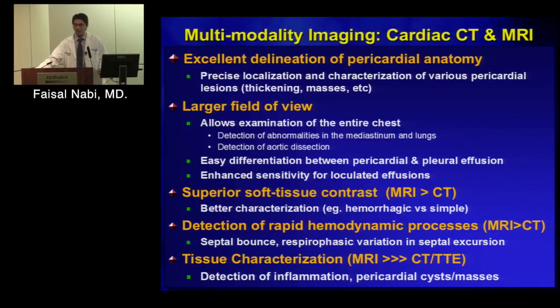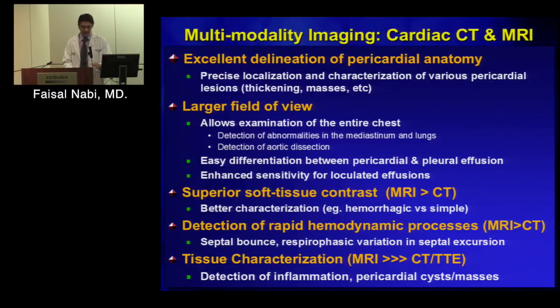These techniques all have large fields of view, and therefore you're able to examine the entire chest at the same time. A lot of disease processes involve the thorax and then involve the pericardium, and so you'd be able to identify these. Because of the large field of view, you really have no difficulty differentiating between pericardial and pleural effusions. And determining a loculated effusion is actually very, very easy.